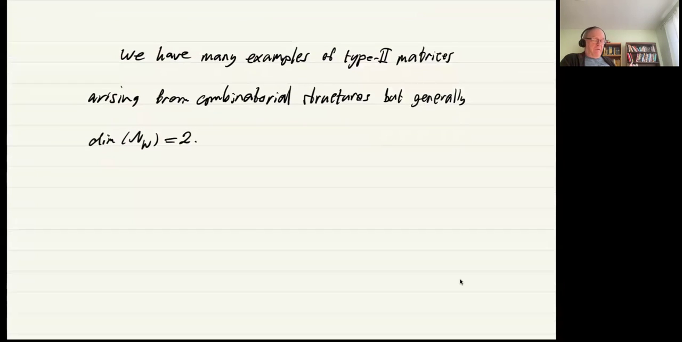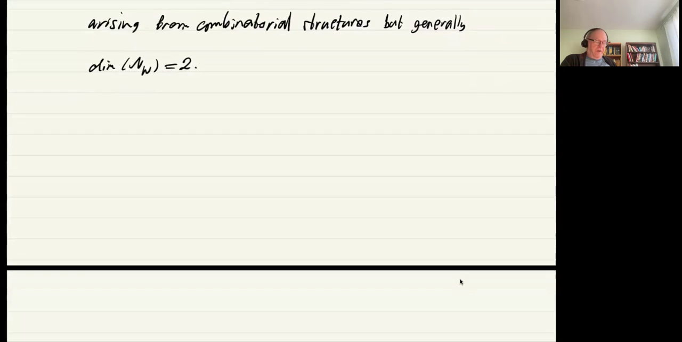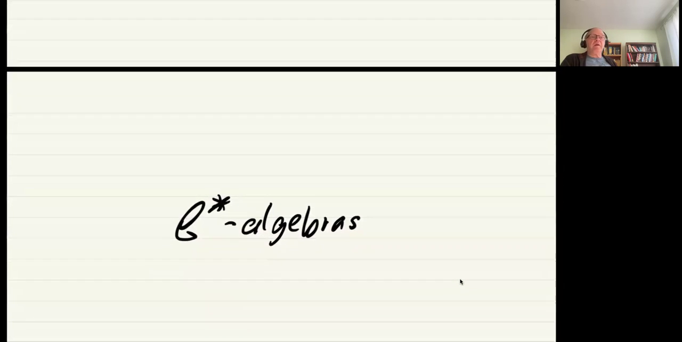Okay. So they're related to symmetric designs, to equiangular lines, mutually unbiased bases, all sorts of things give rise to type 2 matrices. Just in most cases, except for the cases I've told you about, the mirage has got dimension 2 or uses products. I'm going for time.